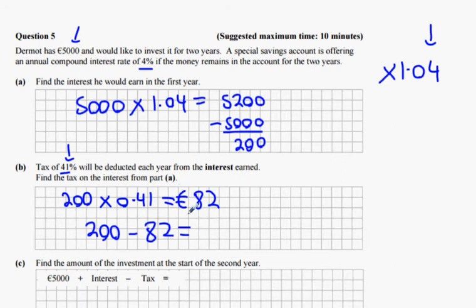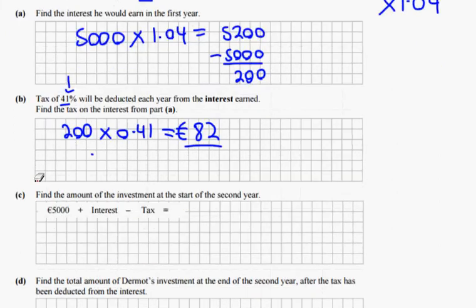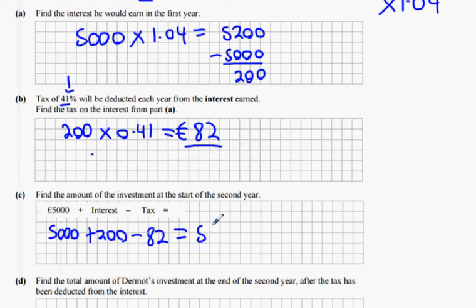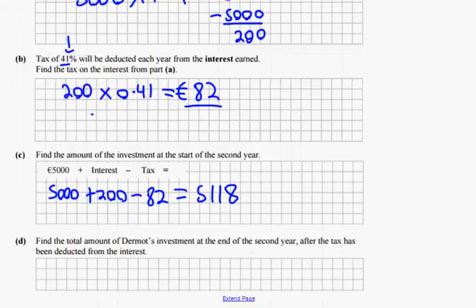So the tax on the interest is €82. Sorry about that last part, guys. We actually answered the question. It's €82. Now, the amount of investment at the start of the second year. So we had €5,000 at the start of the first year. We made €200 interest, but then we had to pay tax of €82 on that. And what that's going to result in is 5,118. Okay, 5,118 is how much money we have.